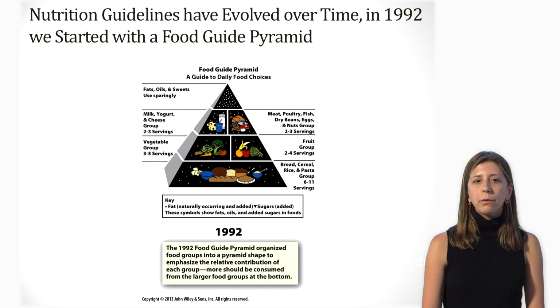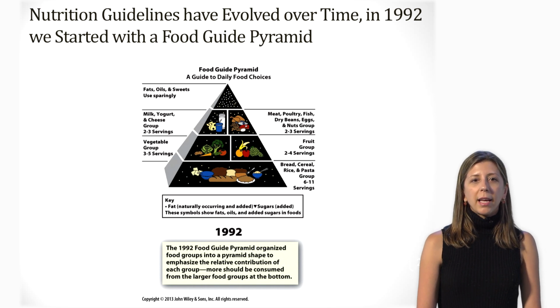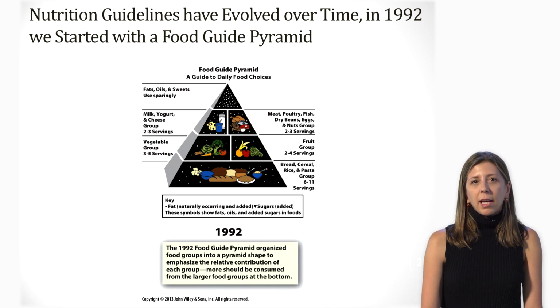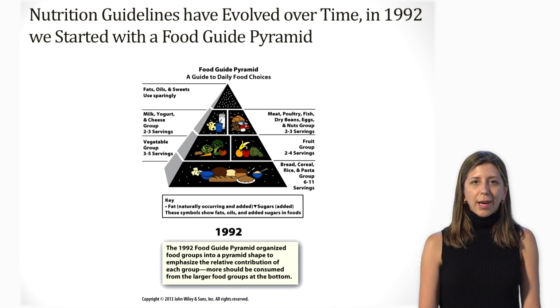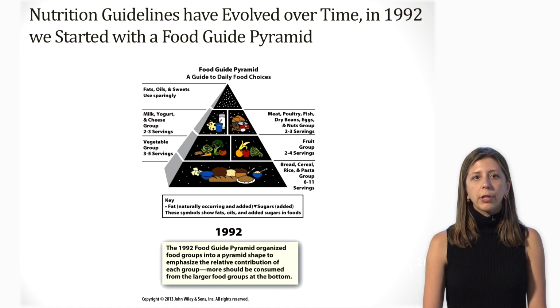We started with this food guide pyramid, and the purpose of this is really to just give you a visual for what your diet should look like, right? So what you can see at this pyramid at the very bottom or the base, that you should be getting 6 to 11 servings of bread, cereal, rice, pasta, basically. All of those fit into the larger umbrella of carbohydrates.